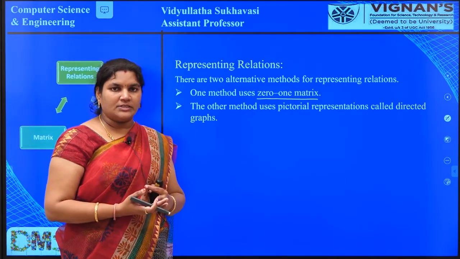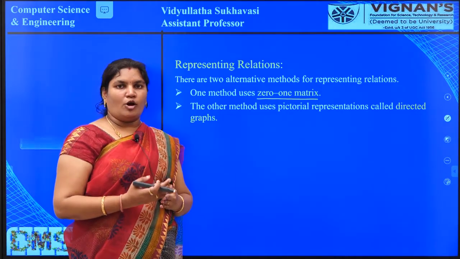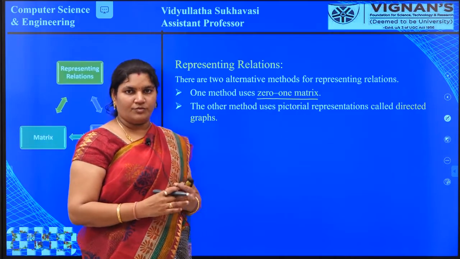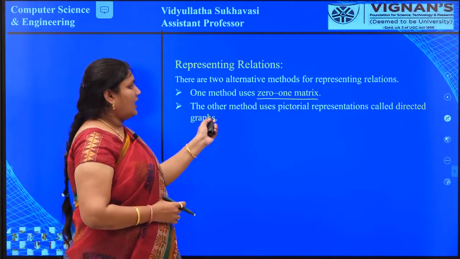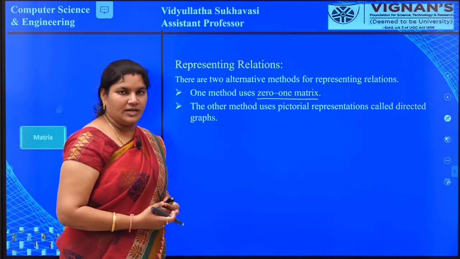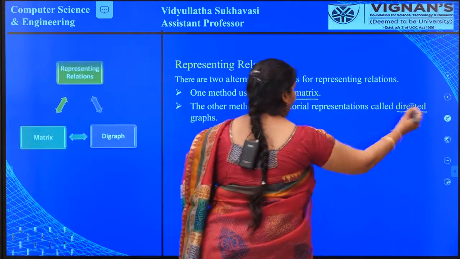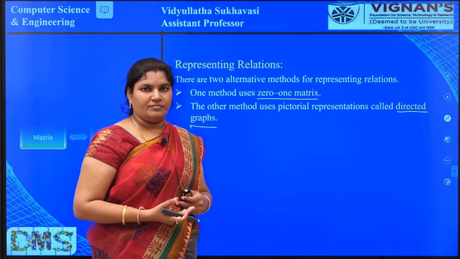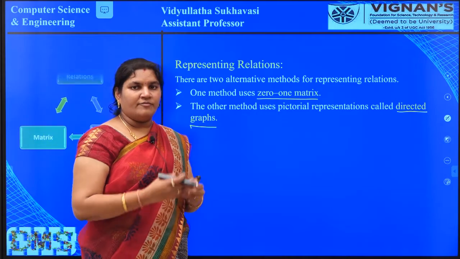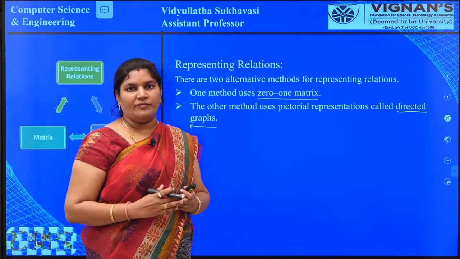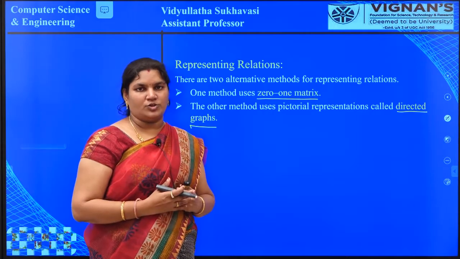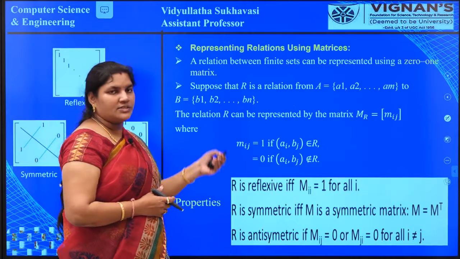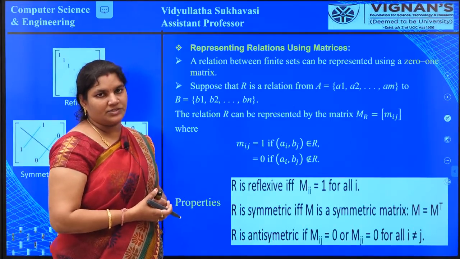So when we represent 0 and when we represent 1, if the ordered pair is present in the relation R, then we specify 1, otherwise 0. So now we will discuss that. The other method which we are using to represent relations is the directed graph, which we can call shortly a digraph. Here, directed graph means from which vertex to which vertex we are moving, we need to specify the direction also. Okay. So now we will see the first representation, that is matrix representation.